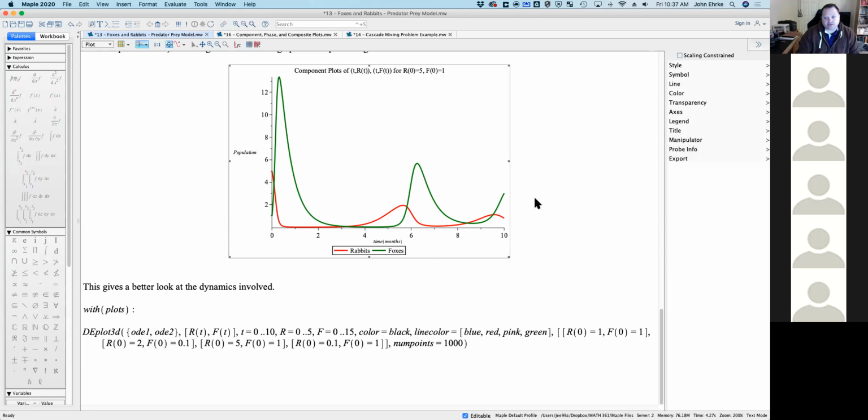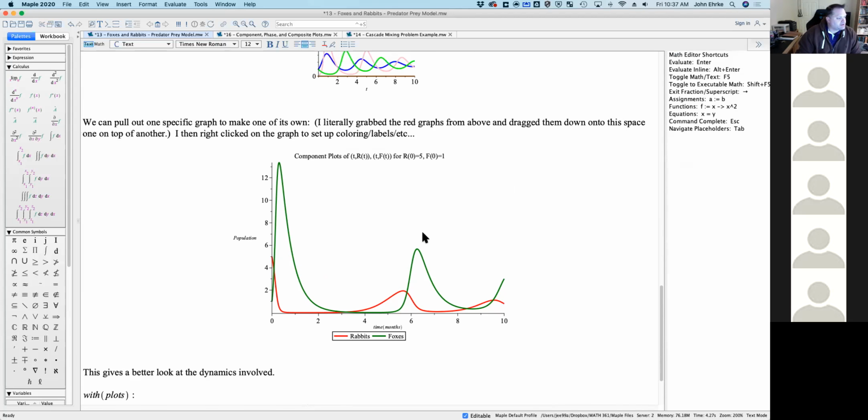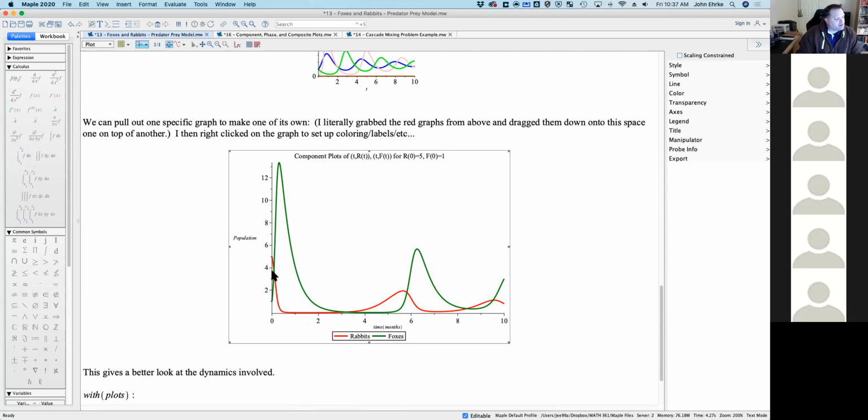And I think as the semester goes on, you're going to want to invest a little bit of time into your plots just to make them easier for you and I as the grader to read what it is that you're doing. So this is the component plot. This would be what the rabbit and fox population is doing for a specific initial condition.